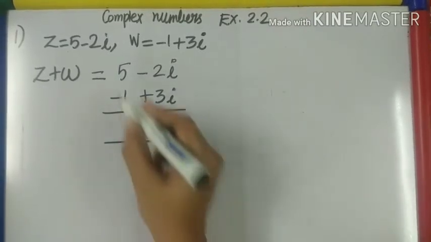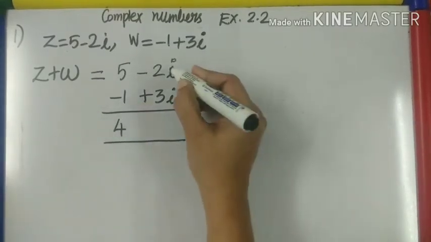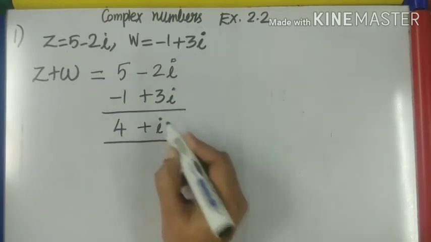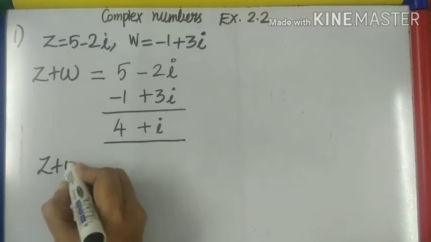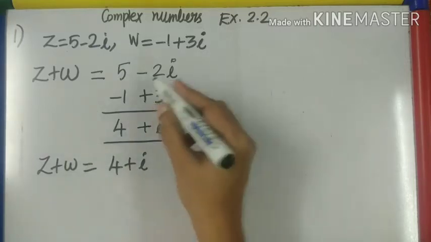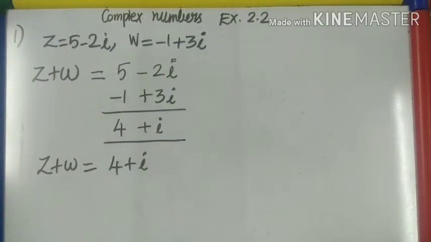Addition implies real and real: 5 minus 1, 4. Imaginary and imaginary: 3i minus 2i is plus i. So the answer z plus w equals 4 plus i. You can also write side by side and do it, or you can write one below the other.